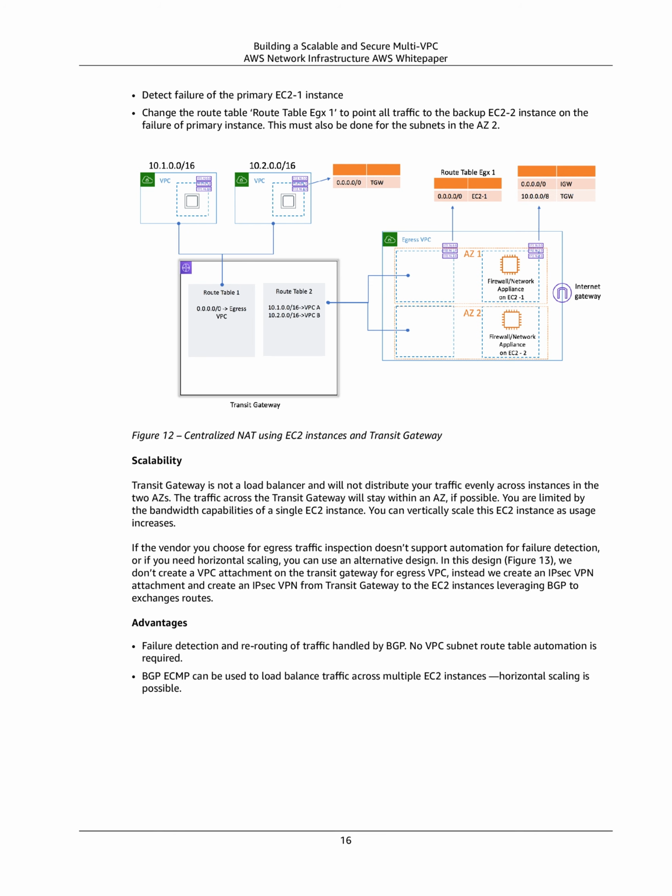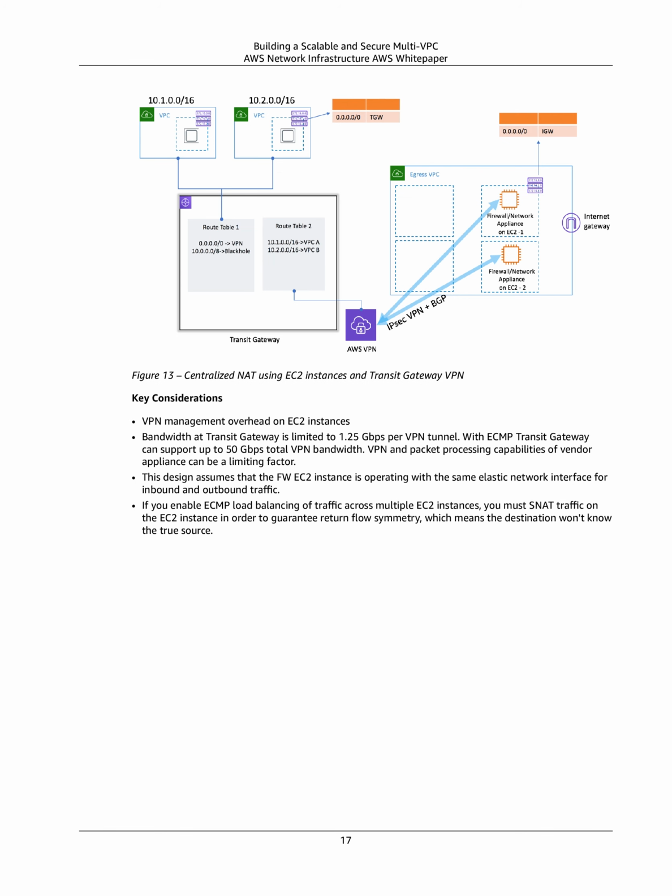In this design, Figure 13, we don't create a VPC attachment on the transit gateway for egress VPC. Instead, we create an IPsec VPN attachment and create an IPsec VPN from transit gateway to the EC2 instances, leveraging BGP to exchange routes. Advantages: failure detection and rerouting of traffic handled by BGP. No VPC subnet route table automation is required. BGP ECMP can be used to load balance traffic across multiple EC2 instances. Horizontal scaling is possible.